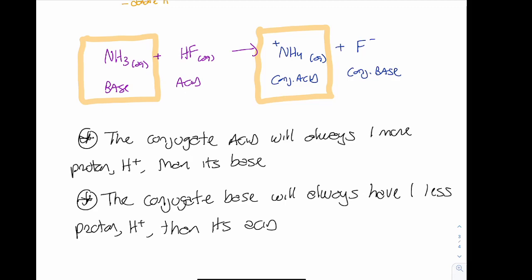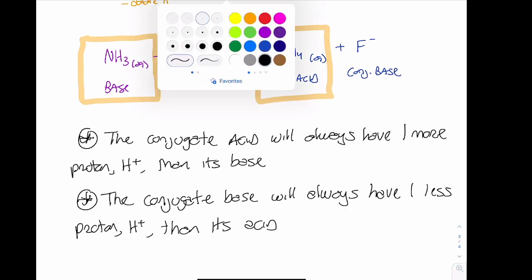And I forgot the word "have" up here. And I just kind of remember acids are proton donors. So the acid is always going to have that additional proton. Bases are proton acceptors. So the bases will always have room for one more proton.